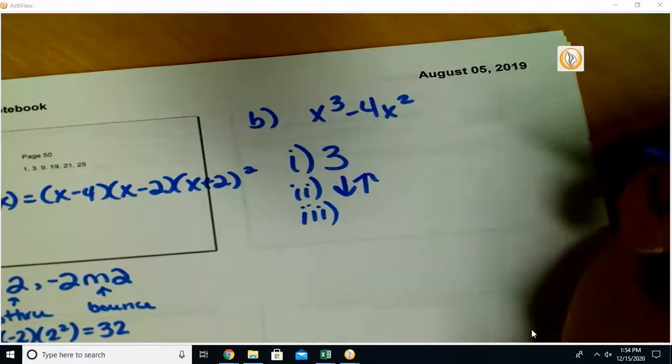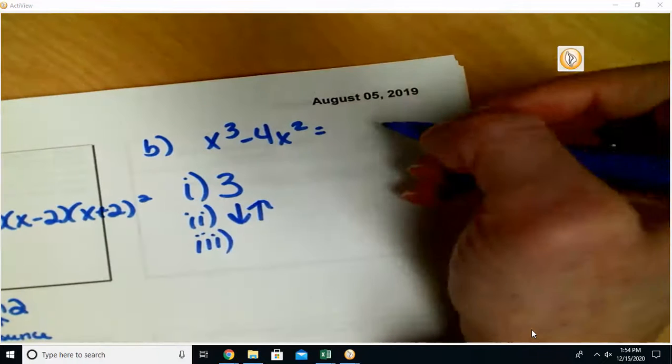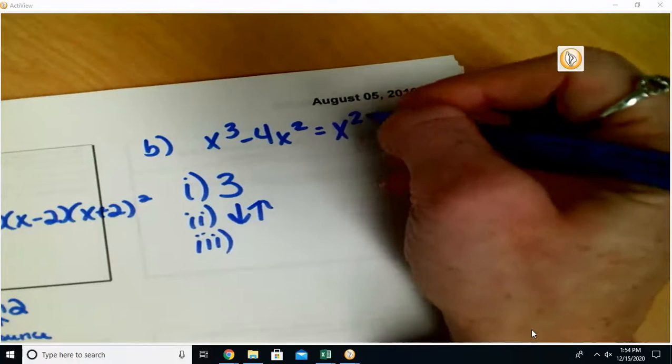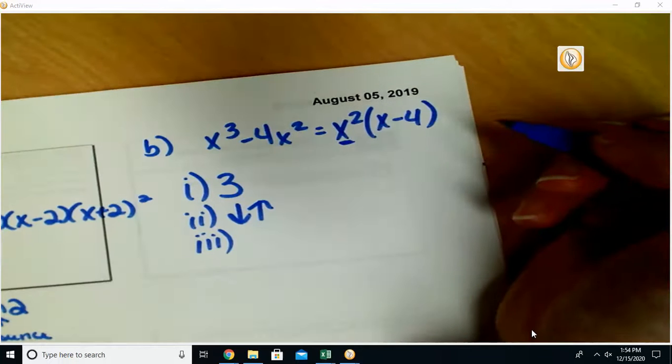I want the zeros. So we need to factor this to get that. What can I do here? I'll take out x squared, and that leaves me with x minus 4. So what makes this equal 0?